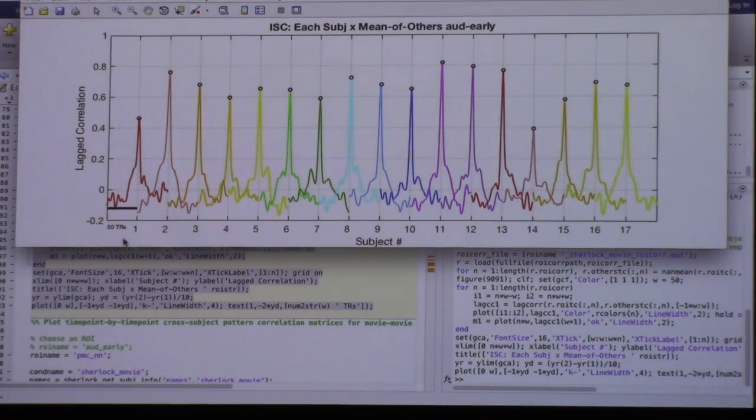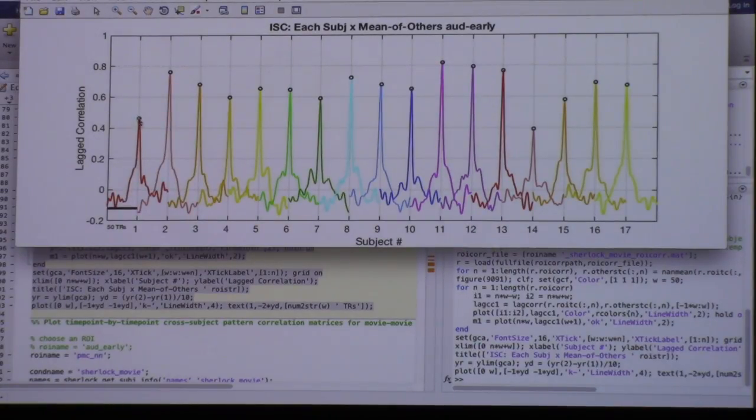So what's happened here is we took the time course for subject 1, and then we calculated the average of the time course for all of the remaining subjects, and then we calculated the correlation, and that's here. And then we shifted the time courses relative to each other 1 TR at a time in both directions. And so what you're looking for is a pretty sharp peak.